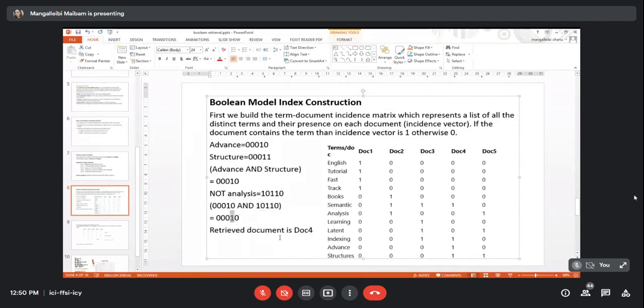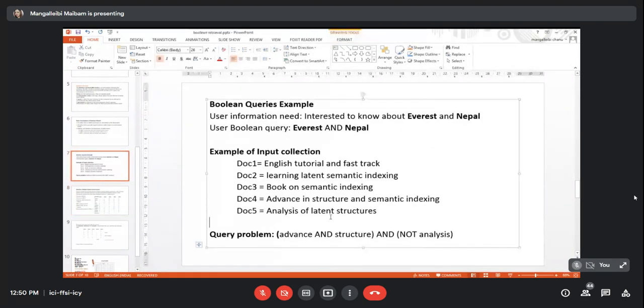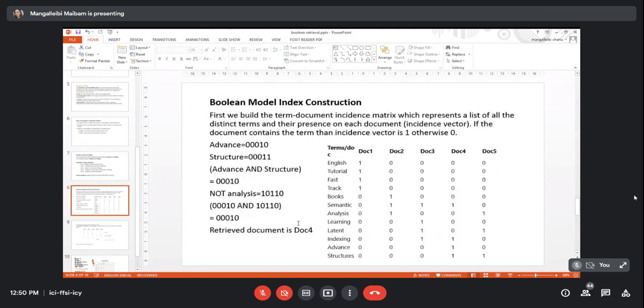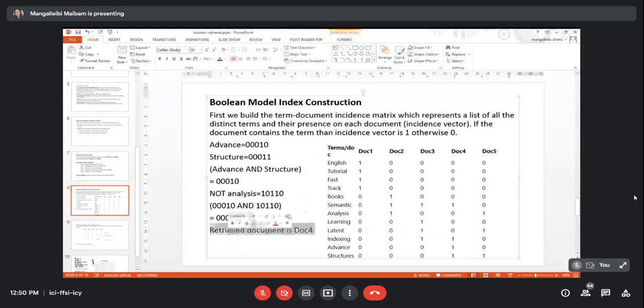You can also cross check with the document given here along with the query. So advanced and structure, that means advanced must be present, structure must be present, but not analysis. So advanced is present, structure is present, analysis is not there in D4. So what you have retrieved is correct. So we have retrieved document D4. So this is the correct answer.